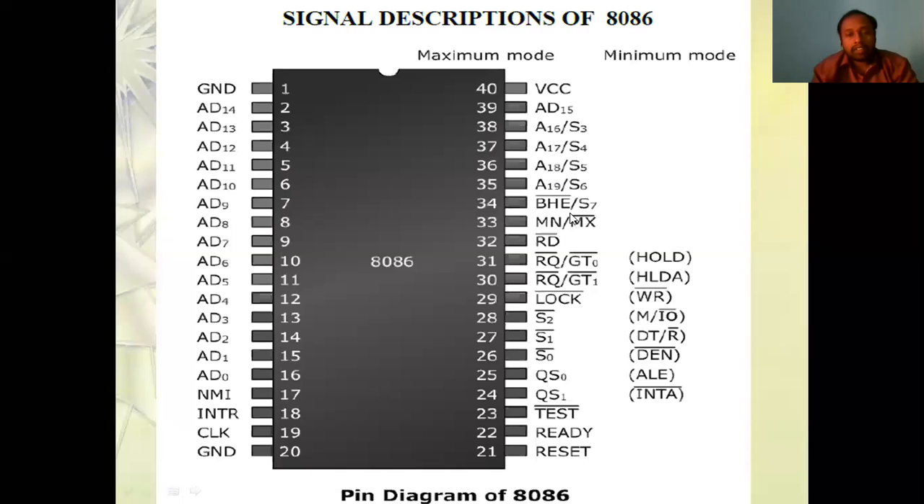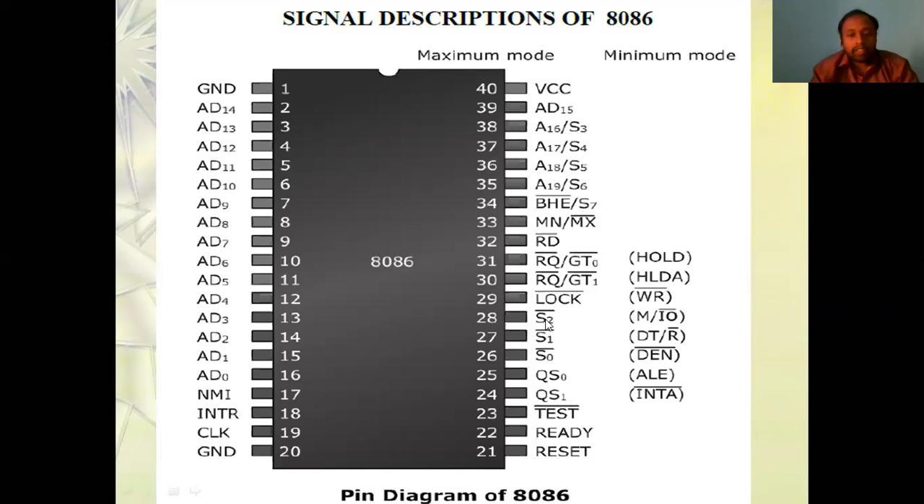And actually this 8086 processor has two modes, minimum mode and maximum mode. Minimum mode is when the total system has only one single processor, then we call it minimum mode operation. When the total system, including this microprocessor, has multiple microprocessors, more than two, then it is called maximum mode of operation.